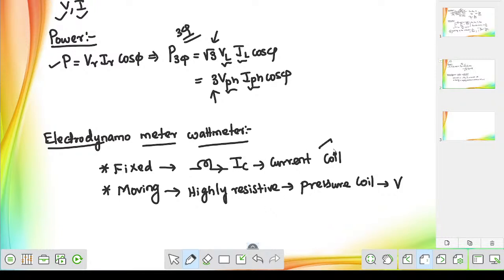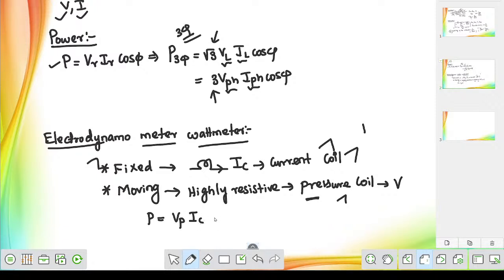So with the help of this current coil and pressure coil offered by the electrodynamometer, we are going to measure the current taken by the load. With the help of the current coil, we will be calculating the current taken by the load. With the help of the pressure coil, we are measuring the voltage drop, that is the voltage across the load. Once you measure these two values, we can easily measure the value of power. As we are observing, from the pressure coil you can take the voltage.